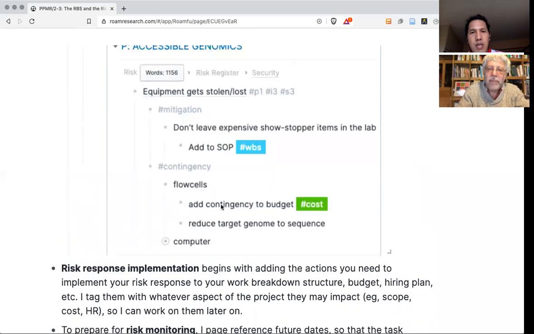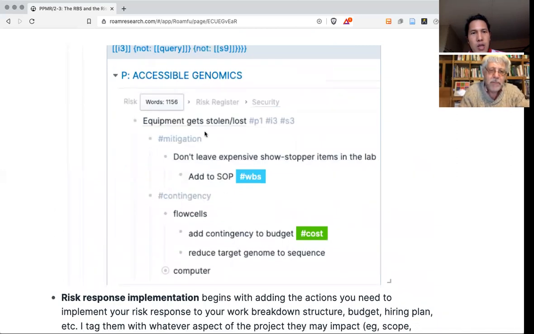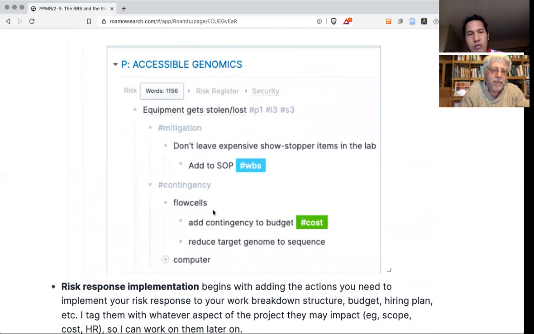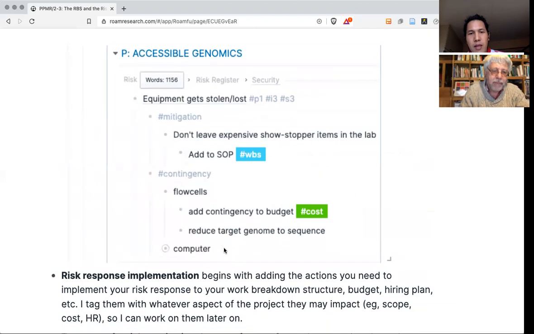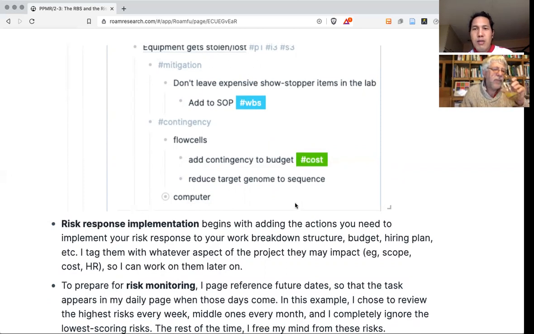For instance, what's our contingency? If our equipment gets lost, we have to buy a new piece of equipment called a flow cell. That means we have to have some extra in our budget for this to be an actual contingency. Just in case it happens, sometimes you just have to accept the risk. If it happens, it happens. That's why you maybe just focus on mitigation, because for us, we didn't have the budget for this.